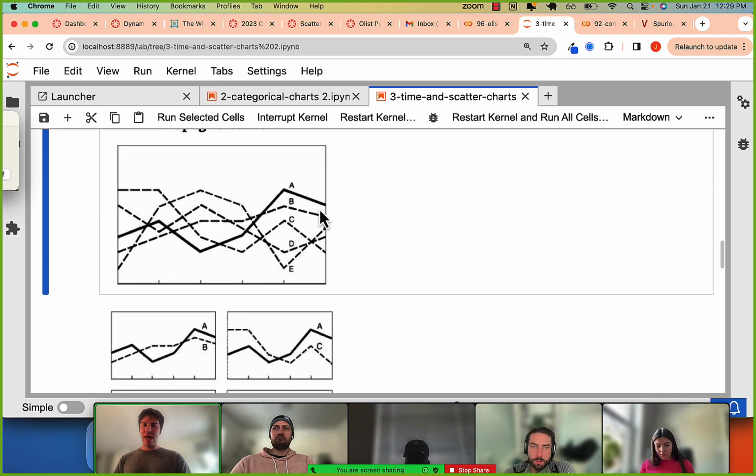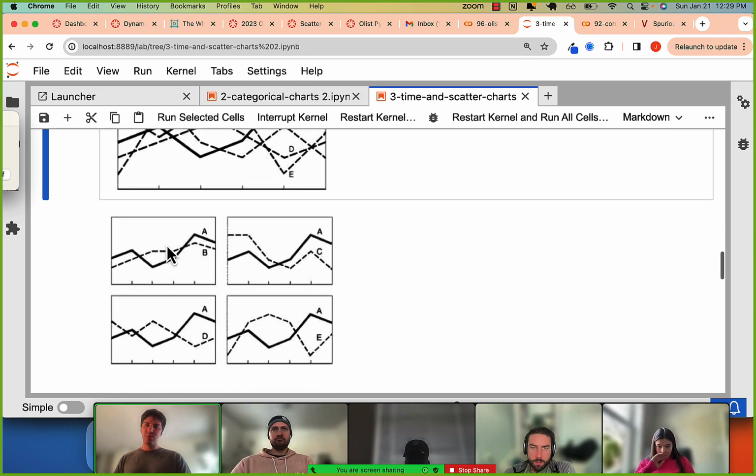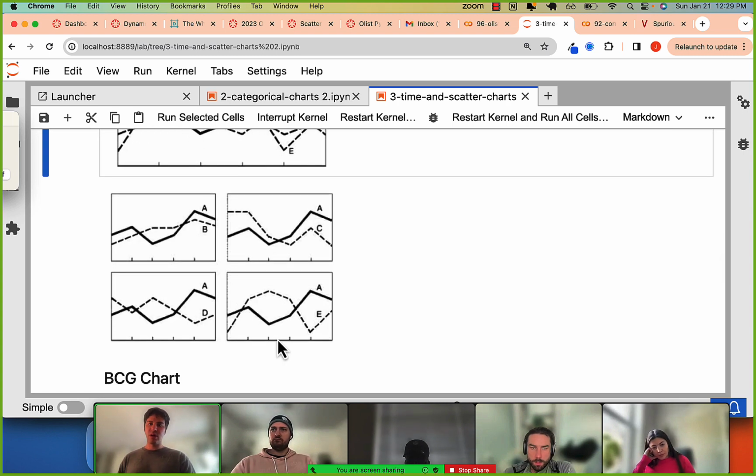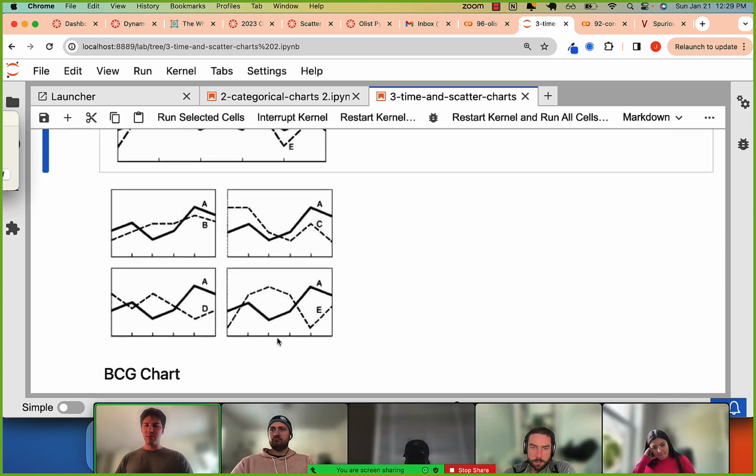So instead, the broader point is break it out into multiple charts. Like, if A is what we're following, maybe this is our company versus the competitors, break out A versus B, A versus C, A versus D, A versus E, right? And obviously you can leave some of these out.